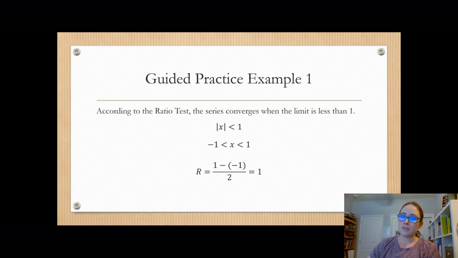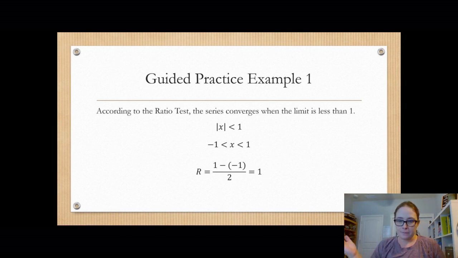The radius of convergence is going to be half the length of that interval. So if you can eyeball it, great. If not, you can always add the endpoints together and then subtract the endpoints and divide by 2. And that will give you half of the length of the interval. So here, our radius of convergence is 1.